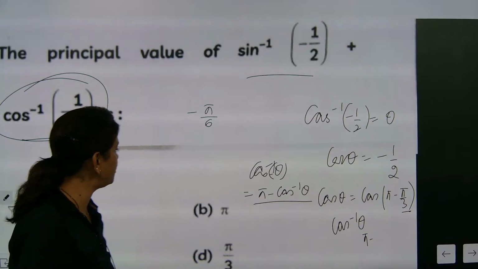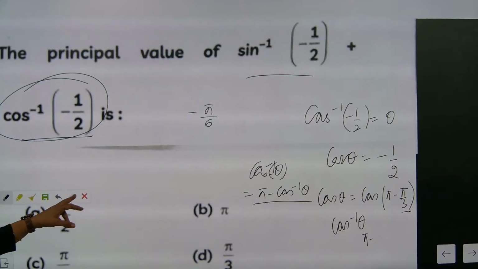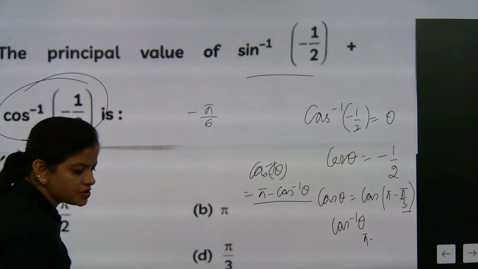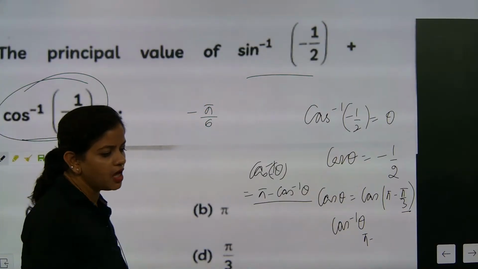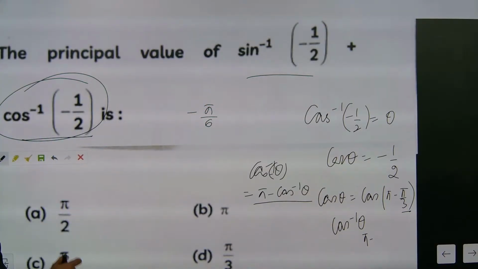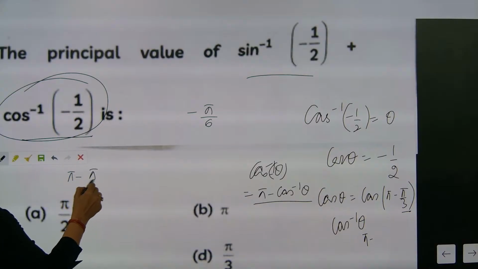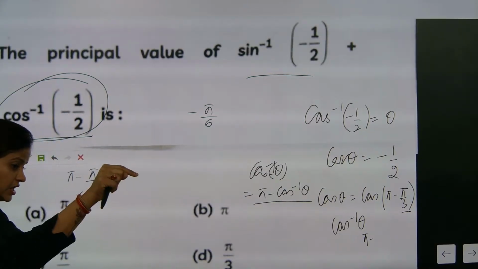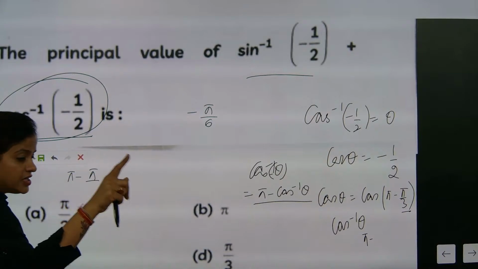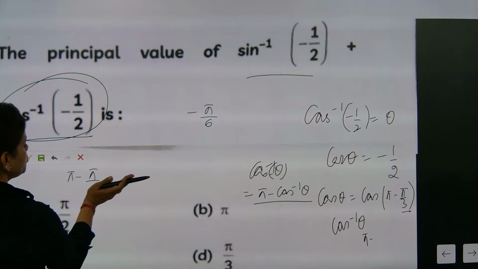Check here, four options are given, beta. Use those four options. Sine inverse of minus 1 by 2 is there, and for cos you just need to implement the values. So it is pi minus cos inverse of 1 by 2, that is pi minus pi by 3, where pi by 3 is 60 degree. Understood or not?